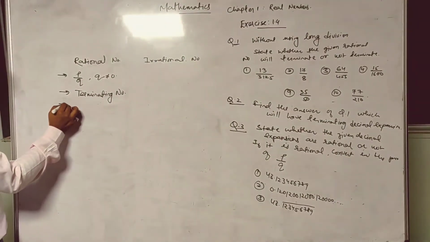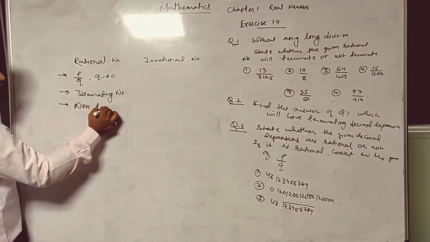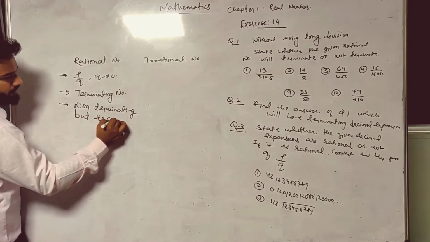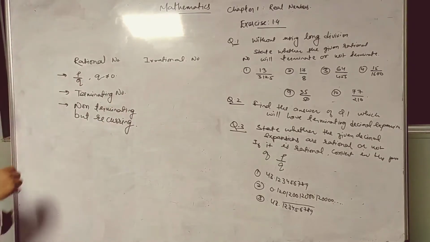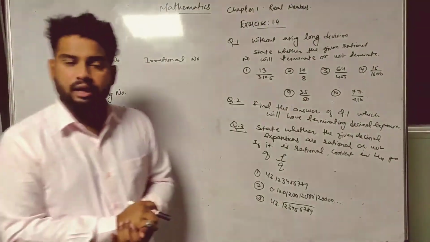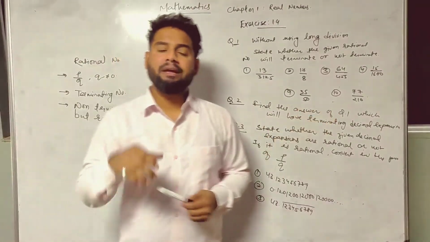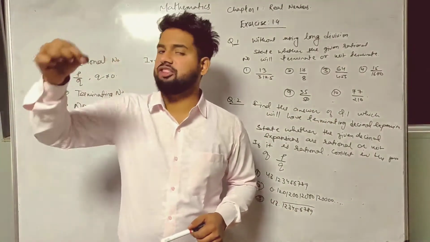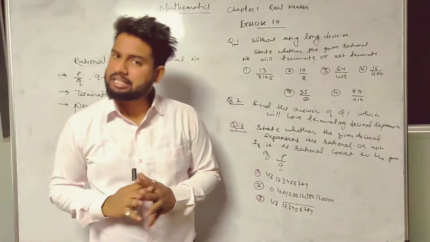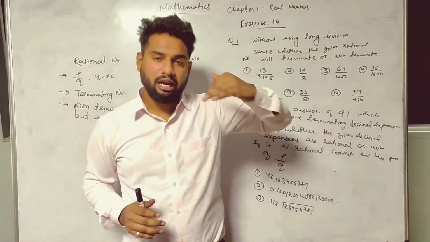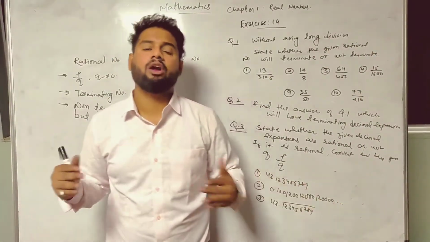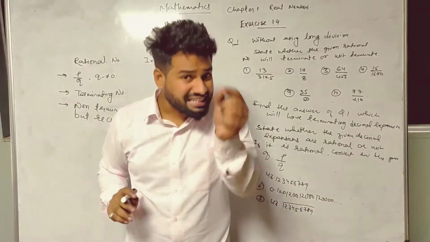But if the numbers are non-terminating but recurring, they can also be called a rational number, like 1 by 3. 1 by 3 is in P by Q format, but if you divide 1 by 3, you will get the result 0.333333333 and so on. It means you will not have a terminating decimal expansion. It is a non-terminating decimal expansion, but it is recurring.